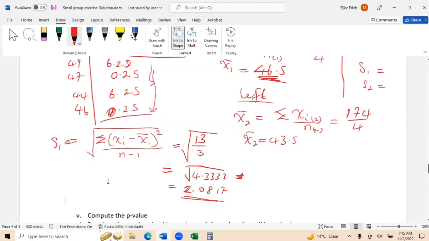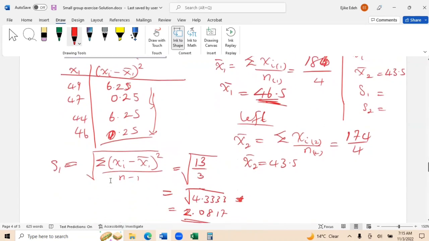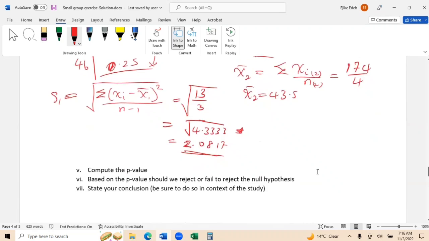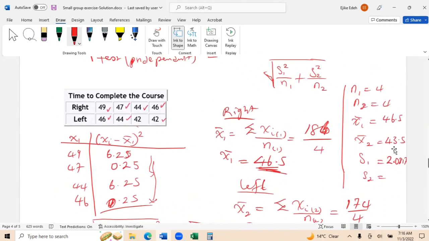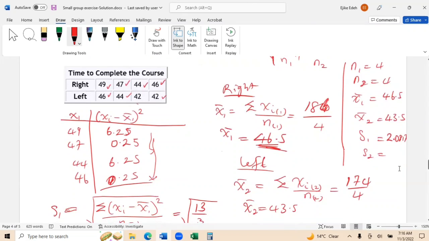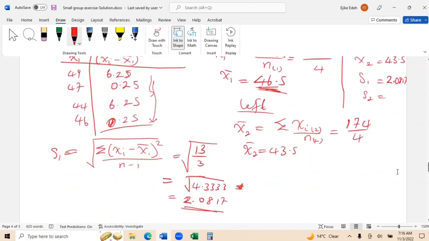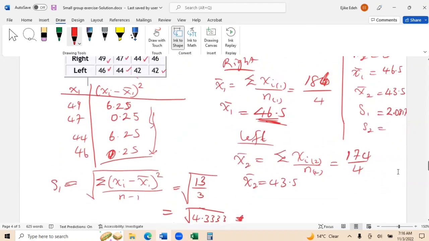So that is what the standard deviation for group 1 is. Let's write down that number right in here. So this will be 2.0817. I hope you can see that. Okay, so you have that value there, 2.0817. All right, so we just finished for group 1.